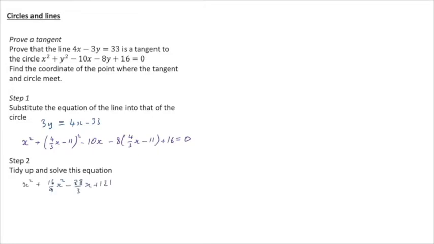4 over 3 x squared is 16 over 9 x squared. We've got 2 times 4 over 3 times minus 11 gives us minus 88 over 3 x, and then we've got minus 11 squared is plus 121. There's our minus 10x. Then we have 8 times 4, so 32 over 3 x, which is minus 11 times 8, which is plus 88, plus the 16 is 0.